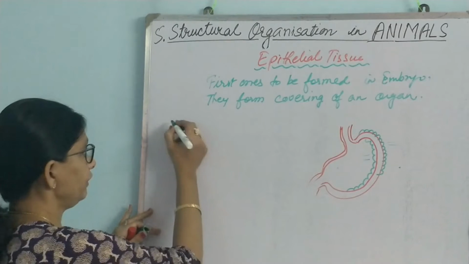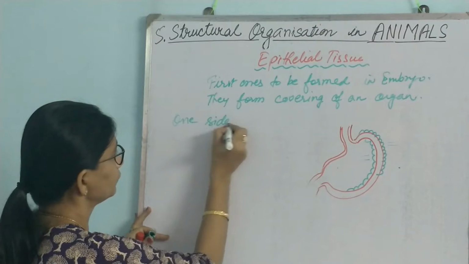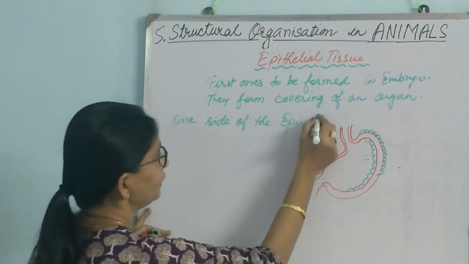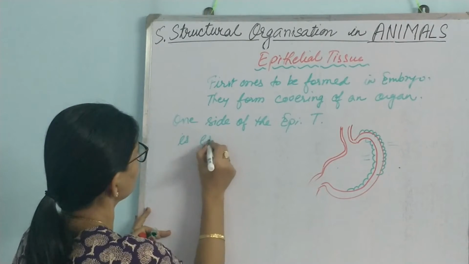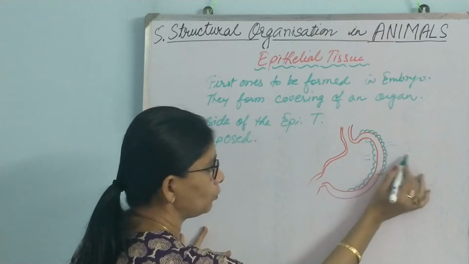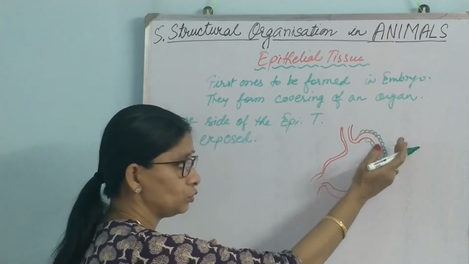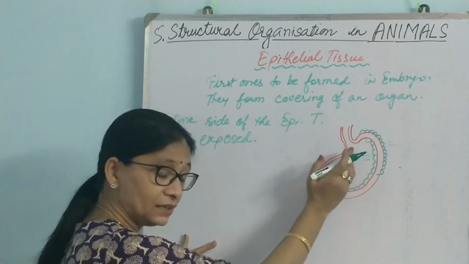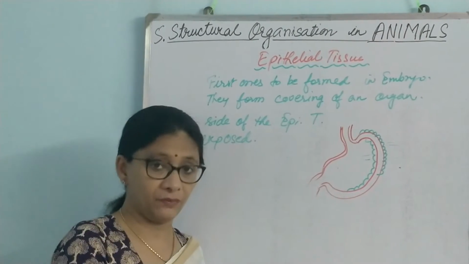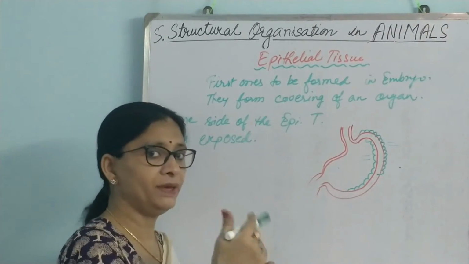So the feature will be, one side of the epithelial tissue is exposed. This side is exposed to the external environment. Whatever it is inside the body, it is external to the organ. And this side is exposed to the internal environment. So either it will be exposed to the external environment or to the internal environment. But one side of epithelial tissue will always be exposed.